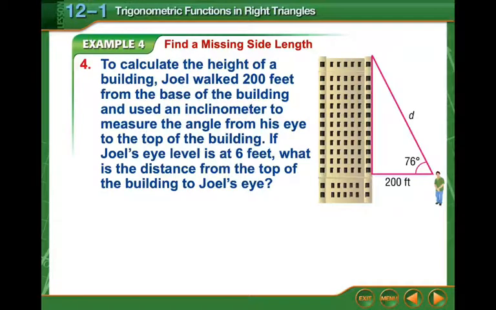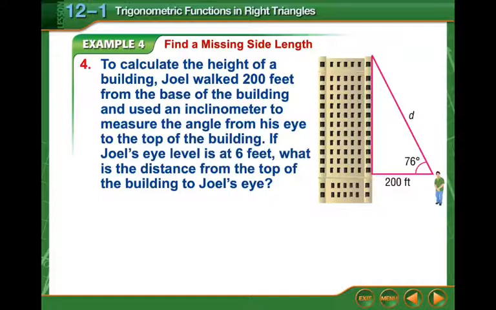So here we have Joel looking at this building. He walked 200 feet from the base of a building and used an inclinometer, it's a hard one to say, to measure the angle from his eye to the top of the building. If Joel's eye level is 6 feet, what is the distance from the top of the building to Joel's eye? So really, that extra little info about how tall Joel is has nothing to do with anything. We know how far away he is. We want to know how far his eye is from the top of the building. Then we just need to find the hypotenuse of the triangle pictured here.